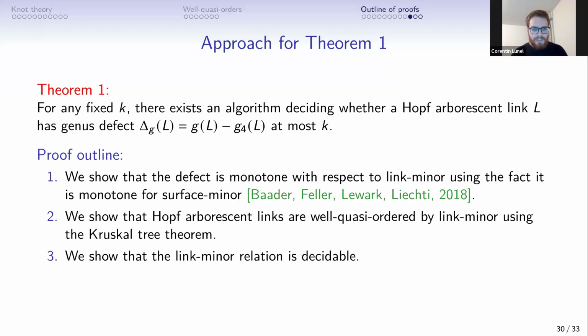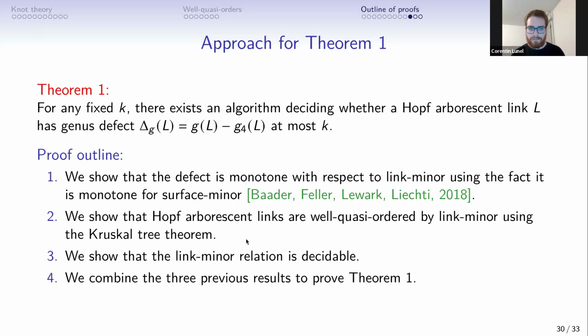And then we show that the link minor relation is decidable. And let me come back to the first point. If the defect is monotone with respect to link minor, it means that having defect less than k is a stable property for the link minor relation. And so we can apply the well-quasi-order machinery to prove theorem 1, that there exists an algorithm, and the algorithm is check for every minimal element of the complement.